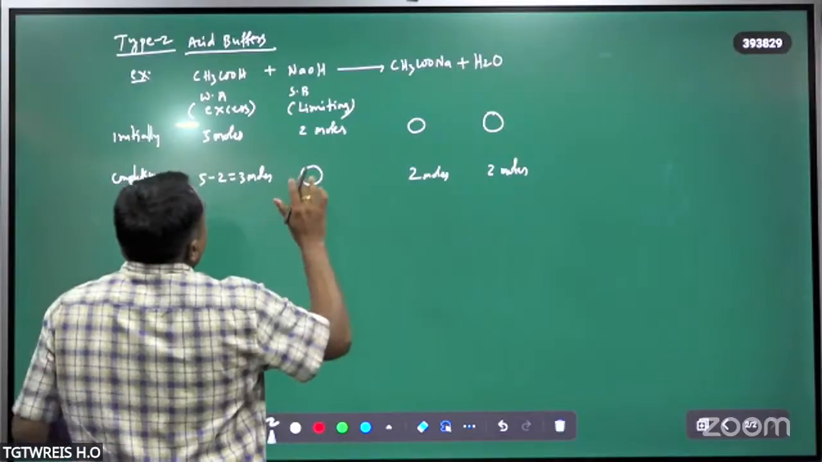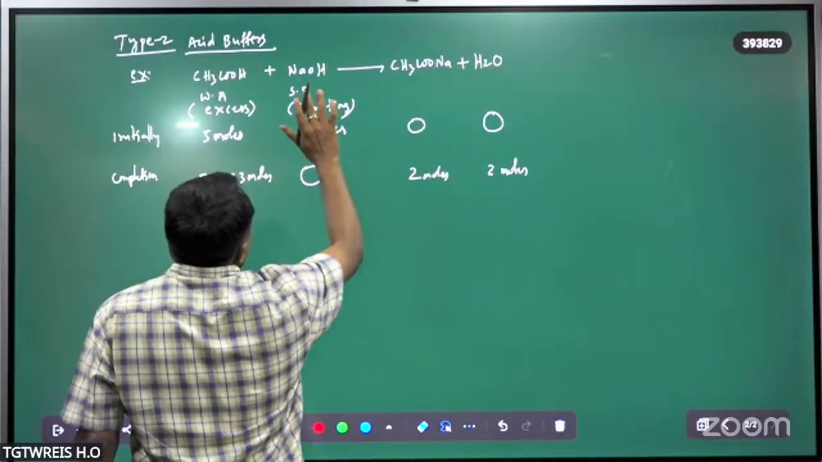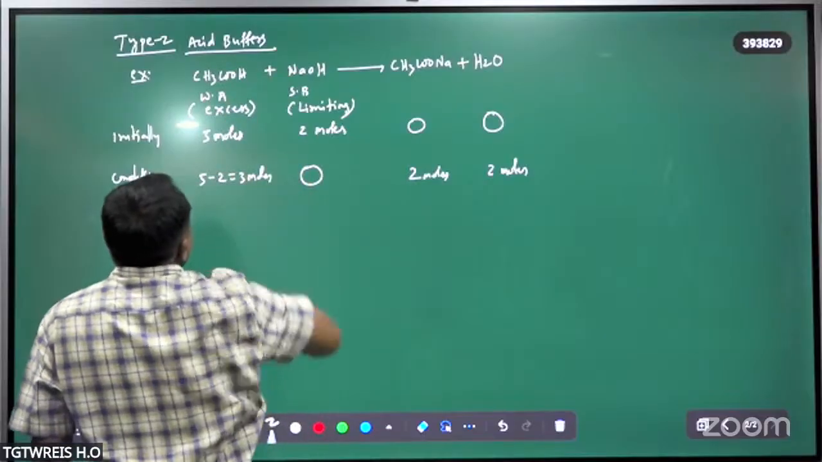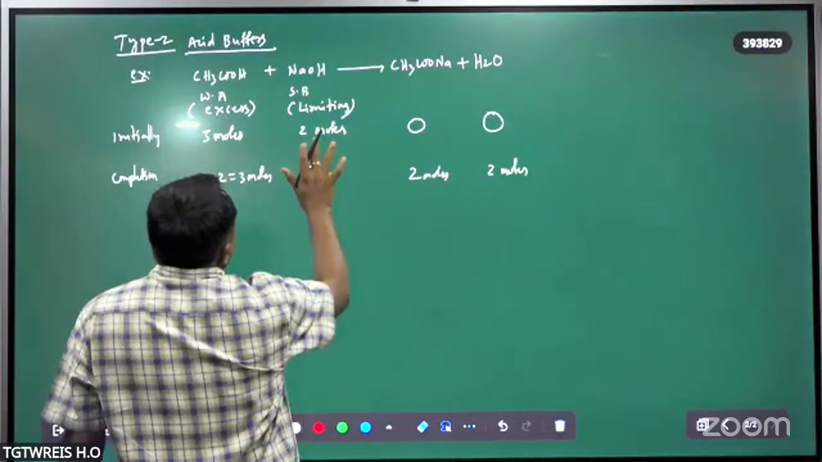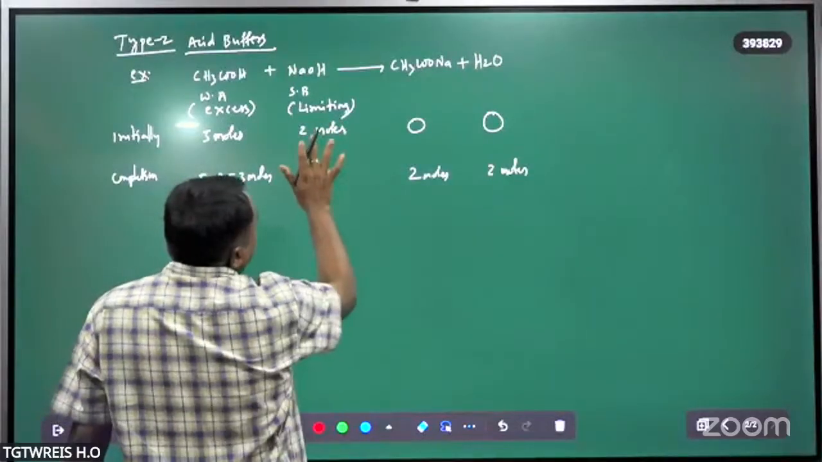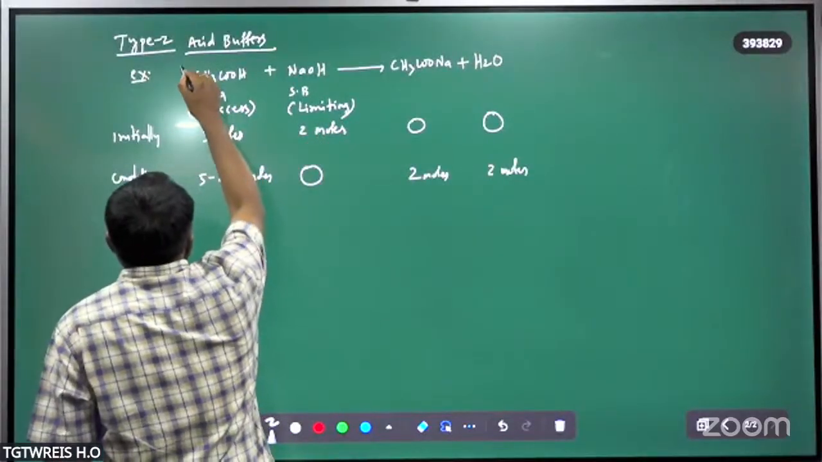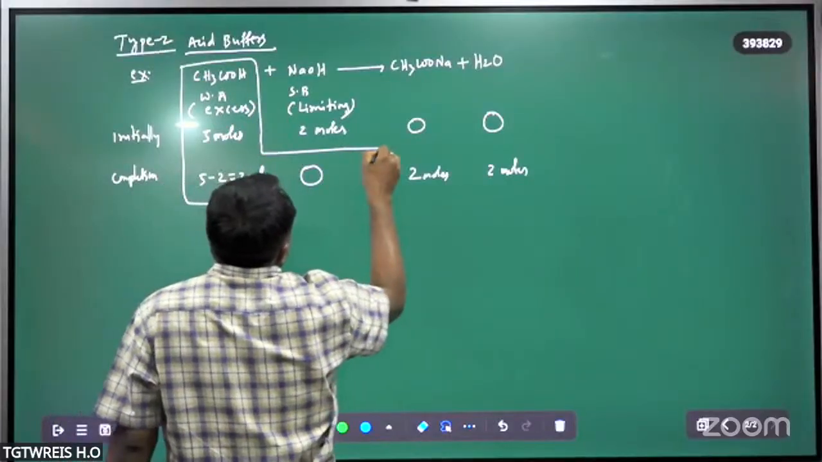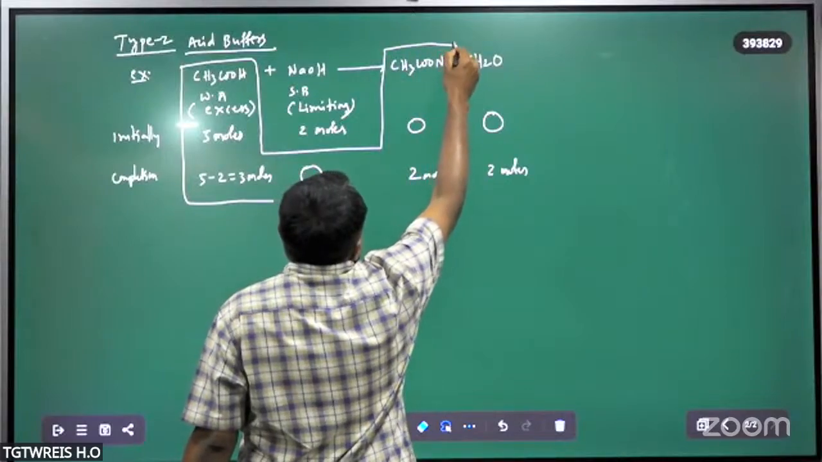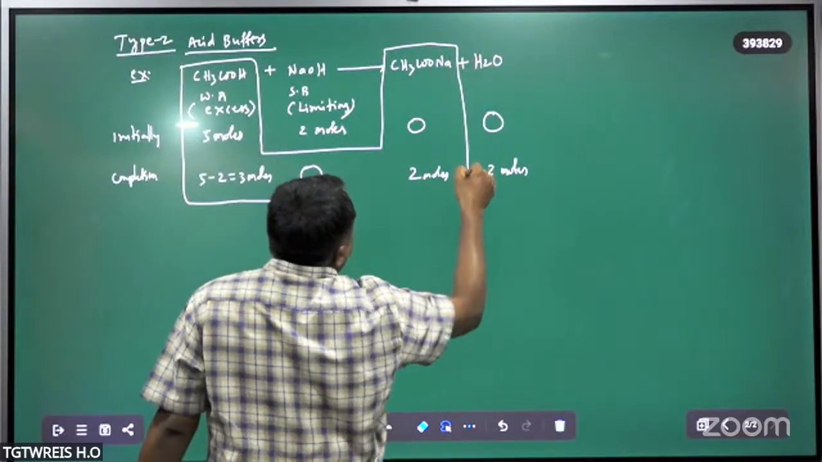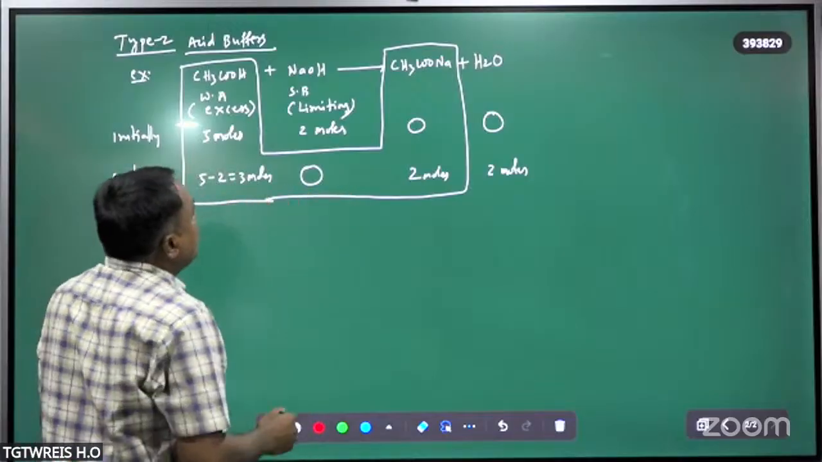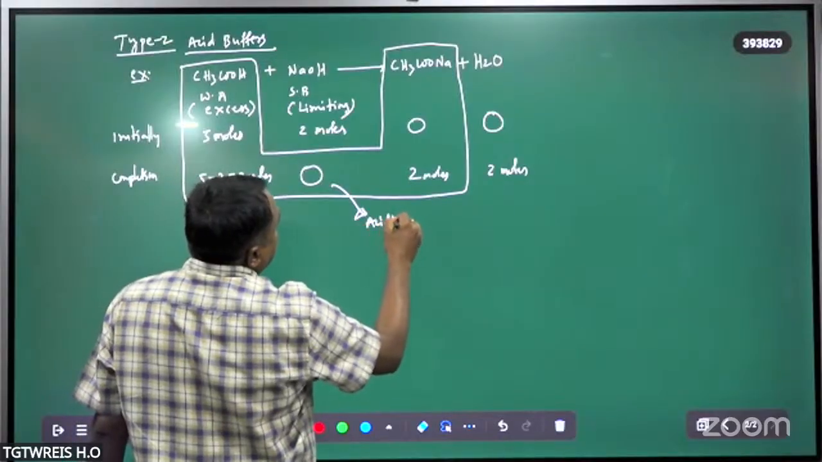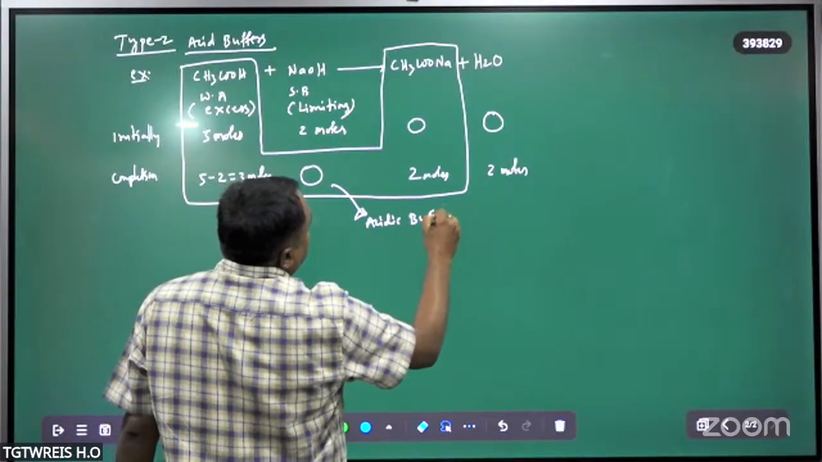The total NaOH is consumed into CH3COONa and water by reaction with acetic acid. Therefore, there are 0 moles of NaOH in the reaction mixture, but we have CH3COOH, CH3COONa and water. So this acts as the acidic buffer. What kind of buffer is this? This is the acidic buffer.